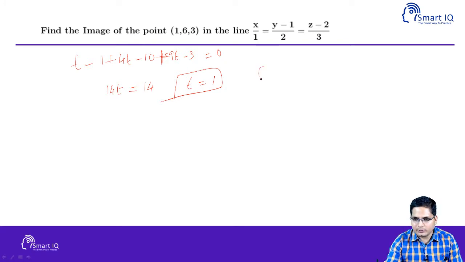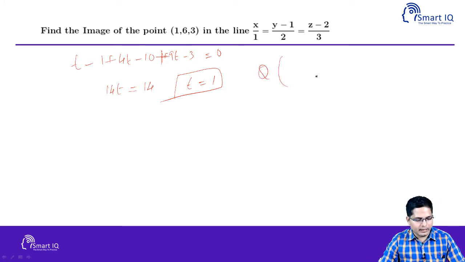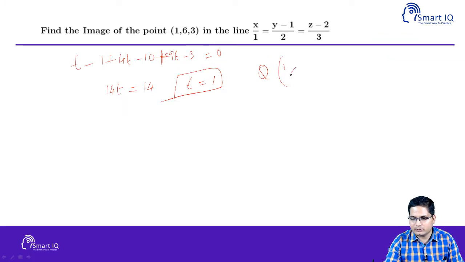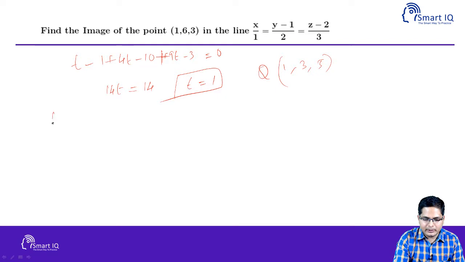So now what is point Q? Now you know the parametric form of point Q, so substitute t is 1. So (1, 3, 5), that is the point. So Q is just (1, 3, 5). So now let me draw the diagram once again. So this is (1, 6, 3), which is A, and this is Q, (1, 3, 5), correct?